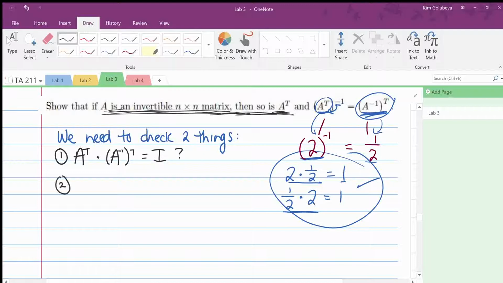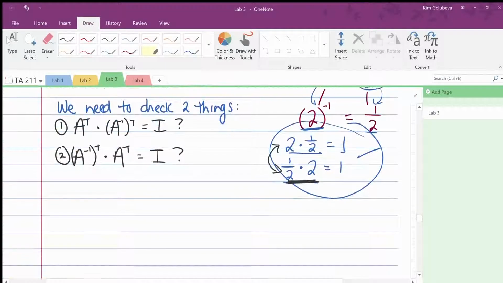And the second thing, because we have to test both sides, both ways of multiplication. Like we talked about earlier, matrix multiplication is not commutative, and we have to check both sides of an inverse anyway. So we're going to check if this supposed inverse, multiplied by A transpose, equals I. Those are the 2 things that we need to verify.